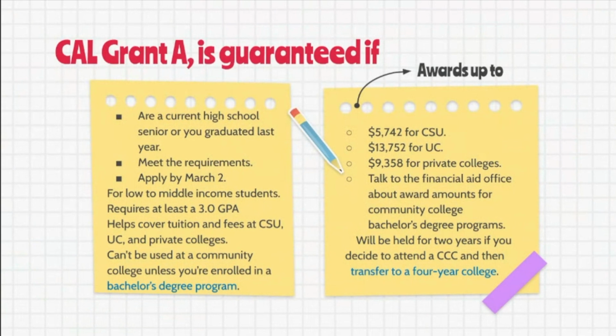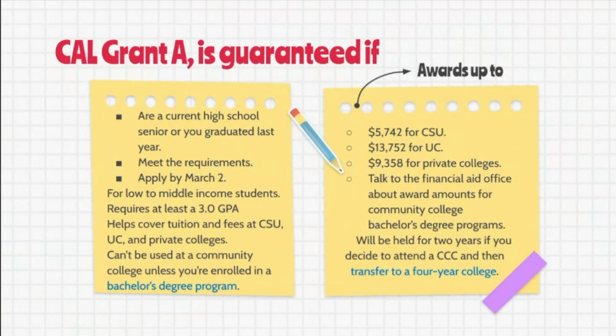And so the award amounts for these: it's $5,742 for Cal States, $13,752 for UCs, and $9,358 for private colleges. So you're going to want to talk to your financial aid office about award amounts for community college bachelor degree programs.